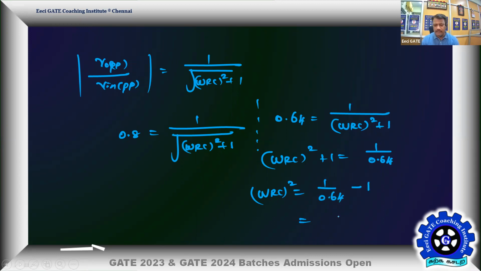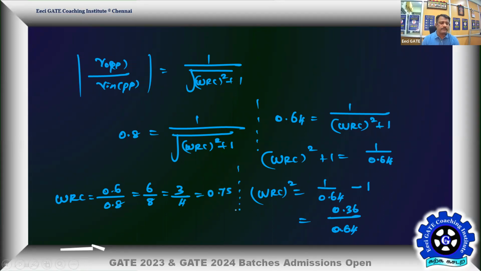Then this can be reduced, taking 0.64 as the LCM. So 1 minus 0.64 is going to become 0.36. So then omega RC is equal to root of this, so it is going to be 0.6 divided by 0.8. So it is 6 by 8 straight away, nothing but 3 by 4. So it is going to be 0.75. That's your omega RC.